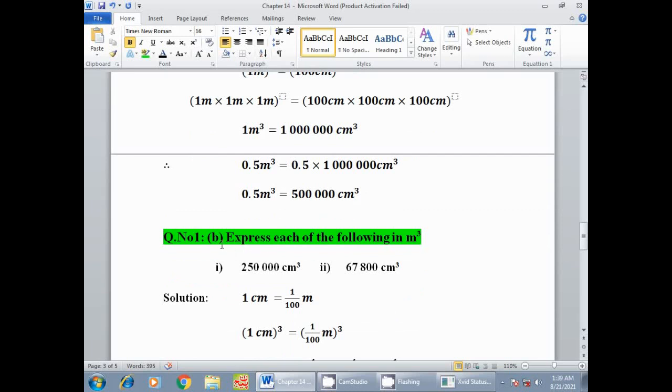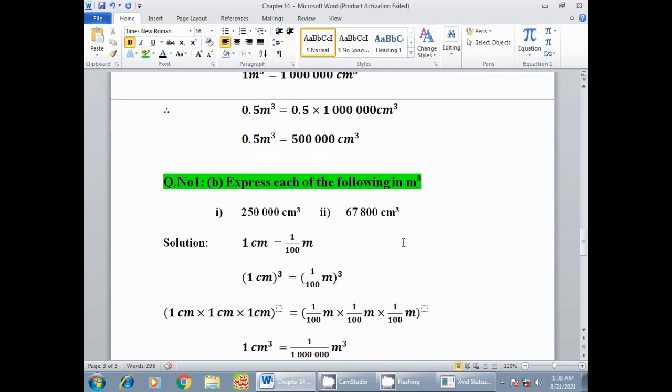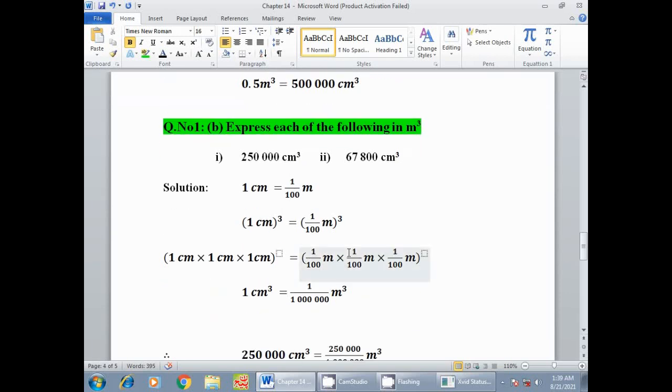Second part from question number 1, express each of the following in cubic meters. First part, 250,000 cubic centimeters. Now we will express this cubic centimeter in cubic meters. Second part, 67,800 cubic centimeters in cubic meters.